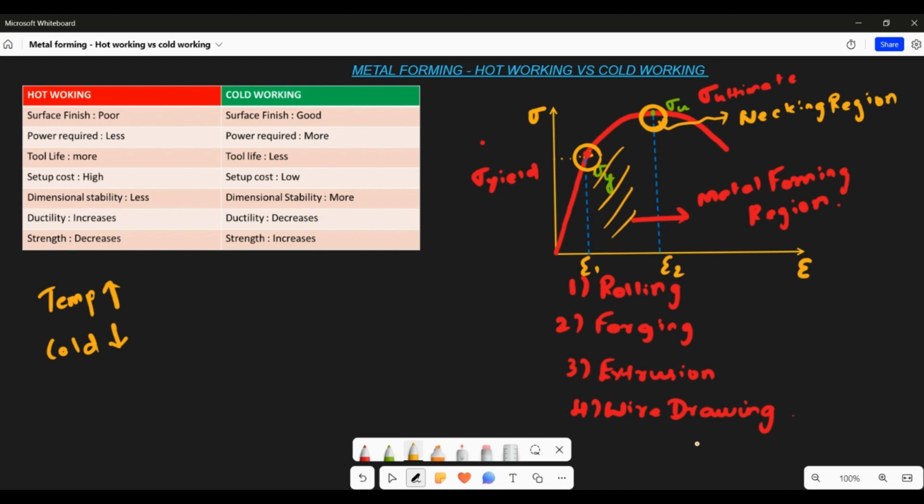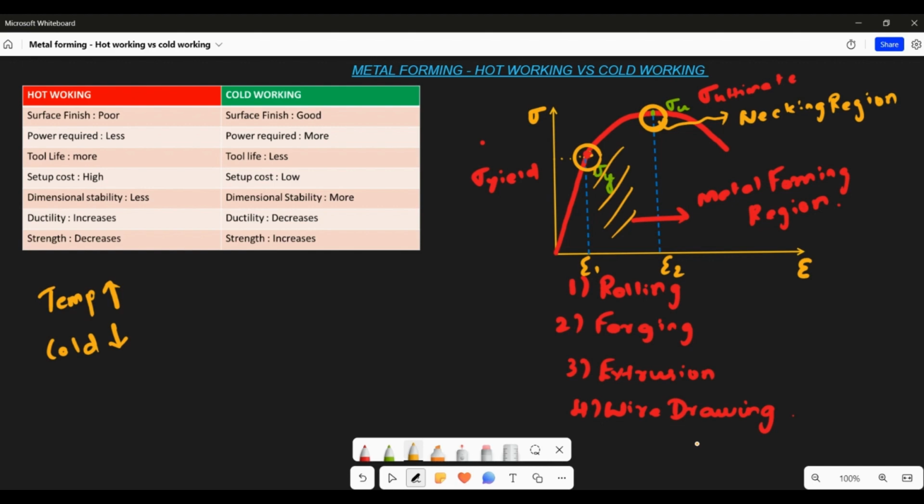So how can I increase the region? I can either decrease sigma y or I can increase sigma u. Let me repeat. I can decrease sigma y or I can increase sigma u so that this region increases. That is in my favor to do metal forming. So how can I decrease sigma y? Sigma y is the yield strength.